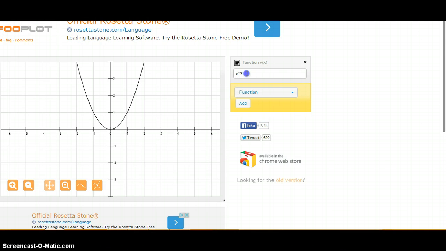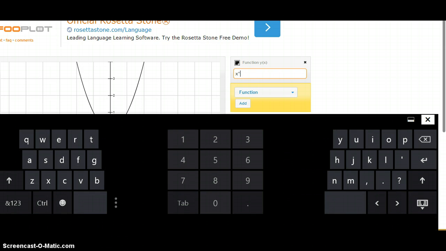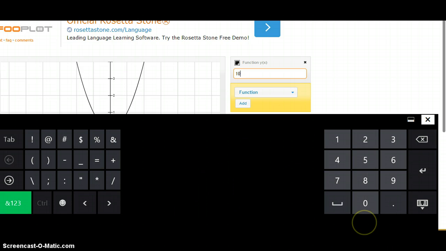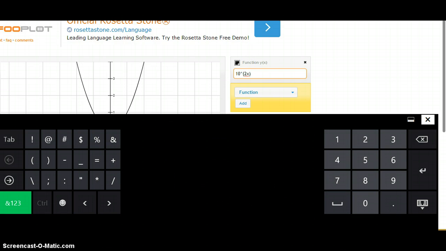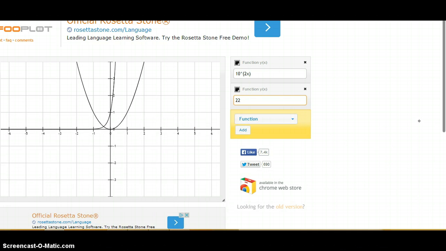So I'm just using an online graphing calculator. I'm going to do 10 raised to the 2x. When we do this, we need to put parentheses around the 2x part. Then for the second function, we're going to use the 22. That is the right side.